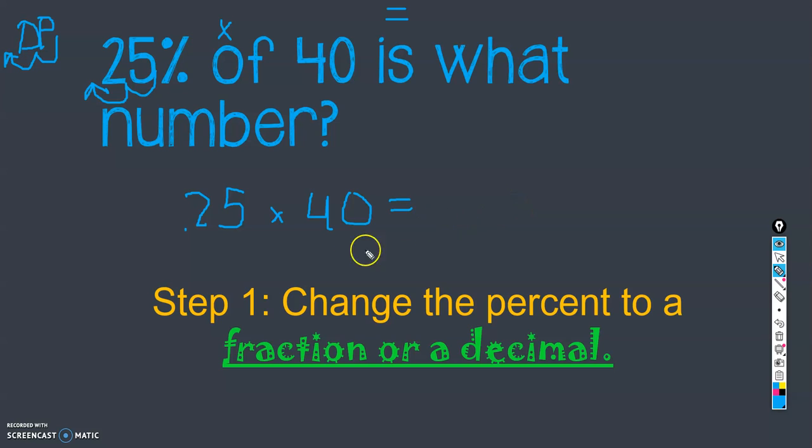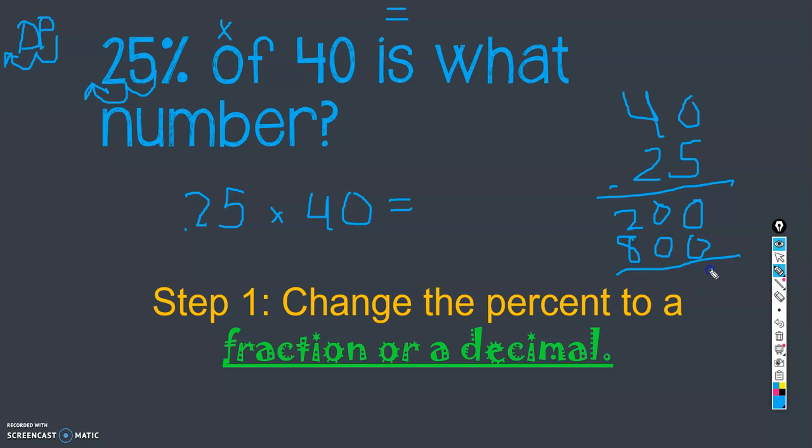If we went longhand, 40 times 0.25, we can do that over here, even though I really struggle to write with this. 4 times 5 is 20. Add my 0 for my placeholder. 2 times 0 is 0. 2 times 4 is 8. Draw your line, add them up, 0, 0, 10. And then I need to check my decimals. I have 2 decimal places, and I got 10. So, wow, 3 ways to do the same thing, kind of mind-blowing.